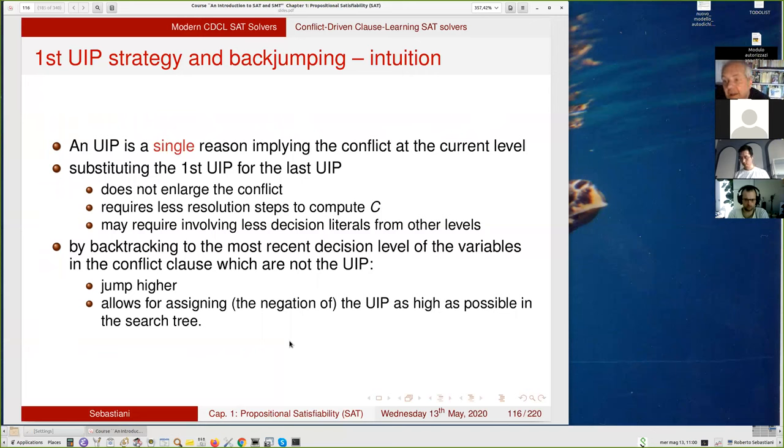So in general, the smaller the decision level at which you are able to assign a given literal, the more informative it is, okay? Because it depends on fewer literals. So two states which are identical, apart from the fact that one literal is assigned at a higher level than in the other, the first is in some way more advanced in the search, right? Because that literal depends on fewer other literals. So it prunes more of the search.